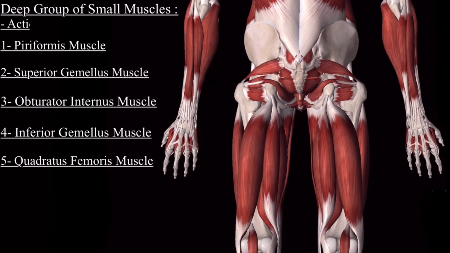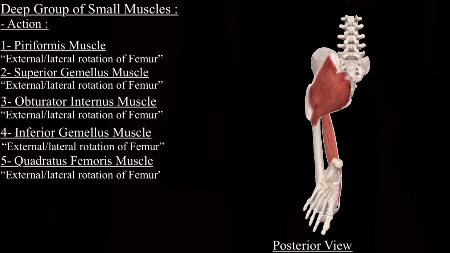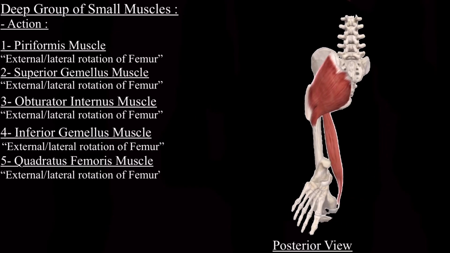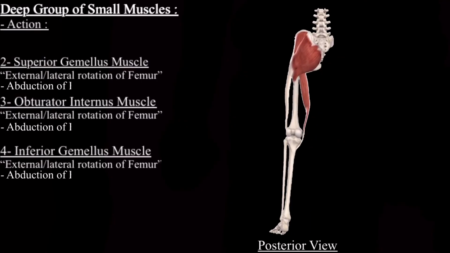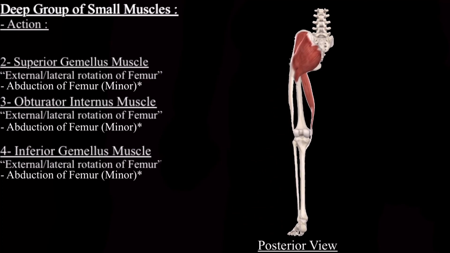Next is the action of these muscles. The main action of all these muscles is to externally rotate the femur at the hip joint. The obturator internus muscle with the superior and inferior gemellus muscle act as one unit, and along with the external rotation, it also has a minor function of abducting the femur at the hip joint.